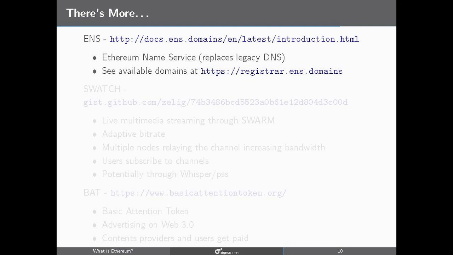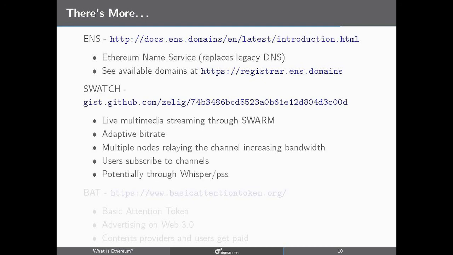The other cool thing that these guys are developing is Swatch. I've got a GitHub gist there from Victor. If you know Victor, he's working on Swarm. And what Swatch is doing is, through this network, you can do live multimedia streaming, which is kind of cool. You get redundancy because you go through multiple nodes, you increase the bandwidth, and you can have adaptive bandwidth and adaptive transmission latency, which is particularly cool with Swatch. So you can actually have live streams on this kind of network.